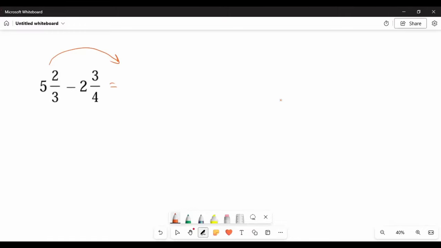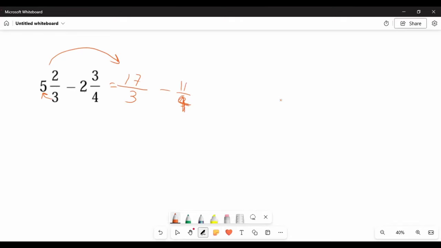We have 5 wholes and each whole has 3 pieces. So for all these entire 5 wholes, we will have 15. So simply 3 into 5, 15 plus the 2, it's going to give us 17. 17 over 3 minus the second one. 4 into 2, 8. 8 plus 3, 11 over 3. I'm sorry, 11 over 4.